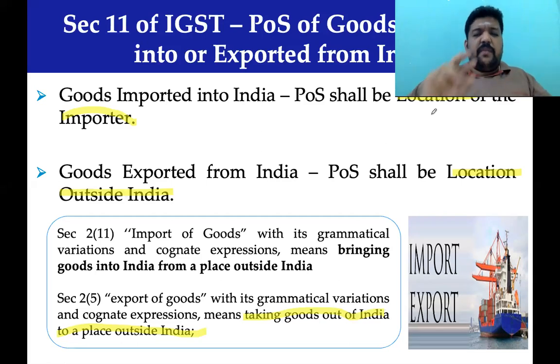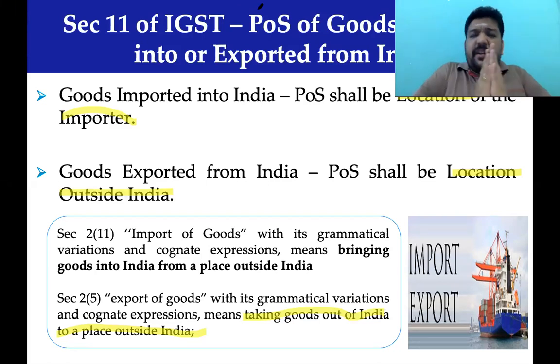In case of import of goods, place of supply is location of importer. In case of export of goods, place of supply is the place where the goods are exported outside India. What is the place that goods are going to be exported? That would become your place of supply. And this comfortably sums up section 11 of the IGST Act, which discusses import and export of goods.